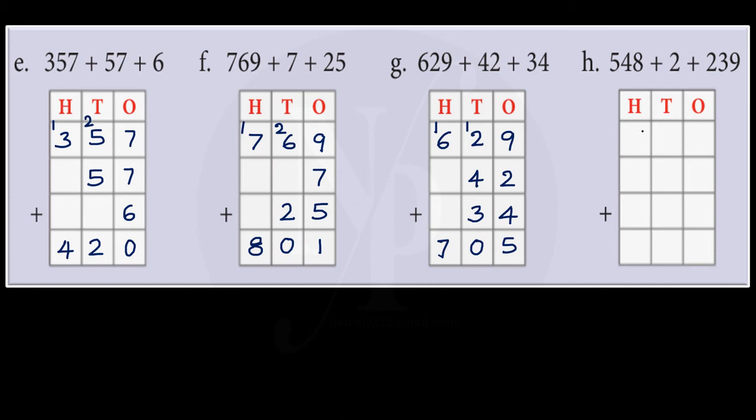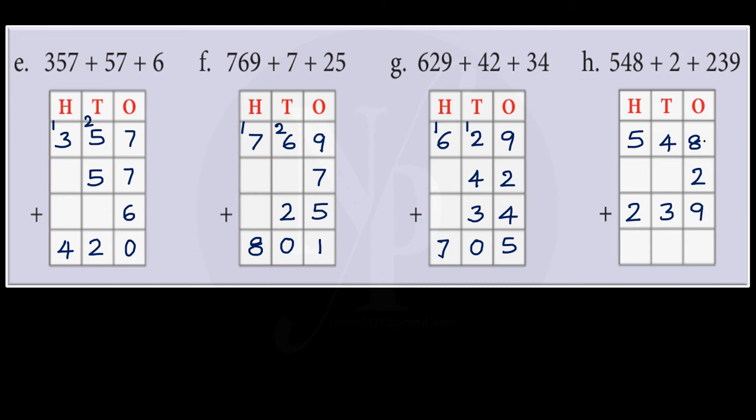Coming to H, we have 548. Let us write down here 548. 2 is a one-digit number which will be in ones place. And the third number is again a 3-digit number. So we start from hundreds place, 239.